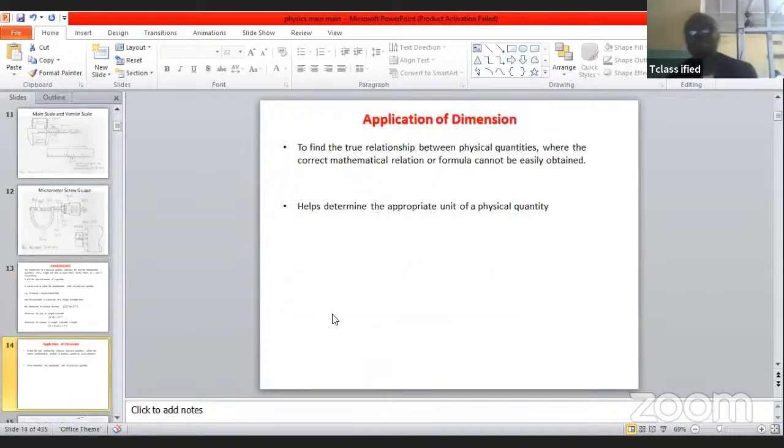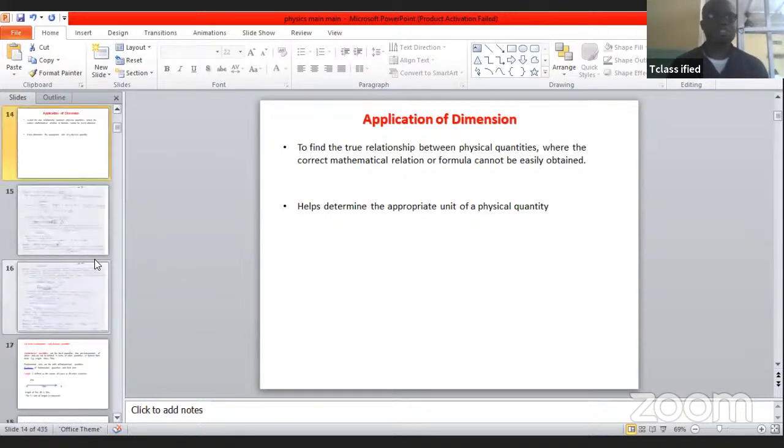Okay. So now we look at the applications of dimension. Why are you learning dimensions? Are there applications of dimension? Are there reasons why you would want to learn dimensions? Number one is that you use it to find the true relationship between physical quantities, where the correct mathematical relation or formula cannot be easily obtained. So you can easily use this to deduce a mathematical formula or relation for a physical quantity. And number two is that it is helpful to determine the appropriate units for a physical quantity, okay?